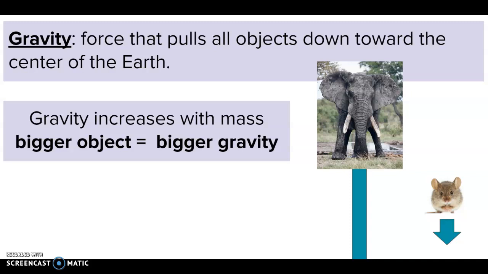So if the elephant's falling through the air, which would be super weird and like Dumbo style, there would be a larger vector or force pulling down on that elephant, as opposed to a mouse, which is less matter or less mass. There's going to be a smaller force of gravity pulling it downward. So that's a really important thing to know, both when we're drawing vector drawings and when we're thinking about how objects fall and the way they fall.